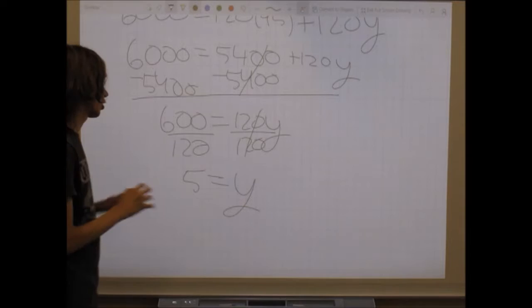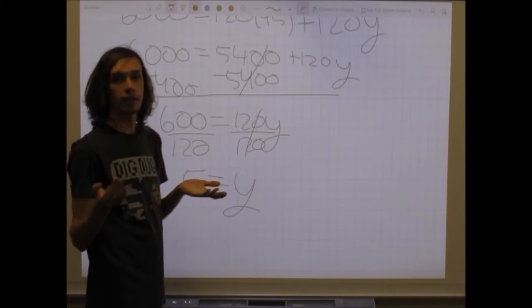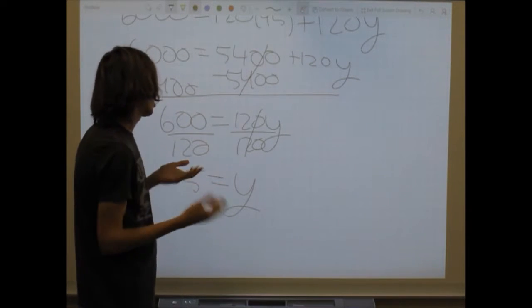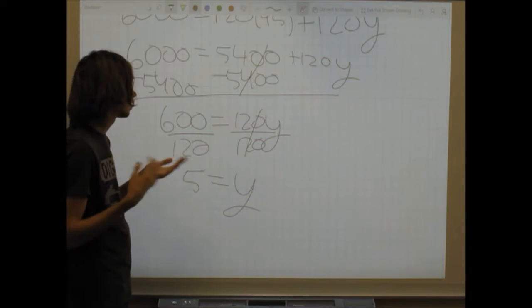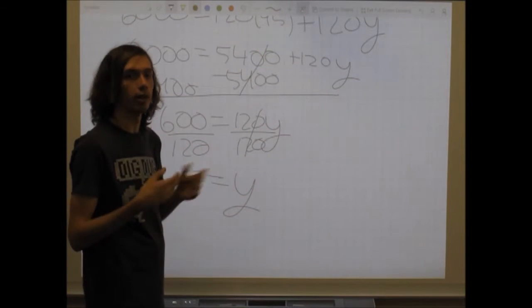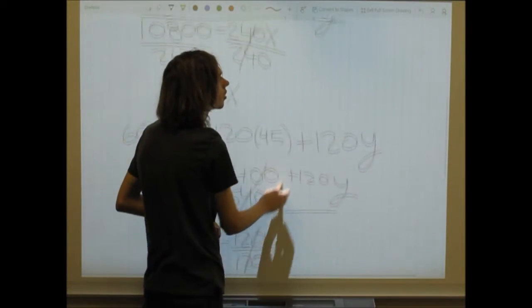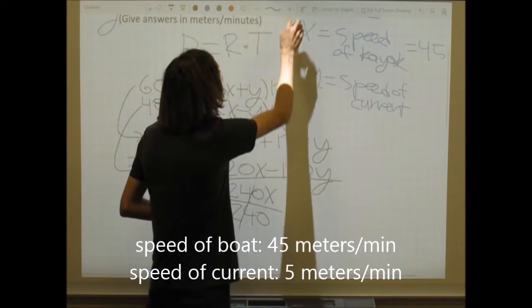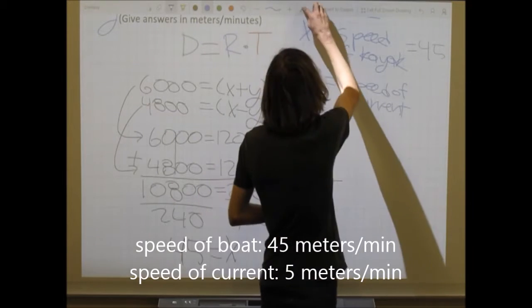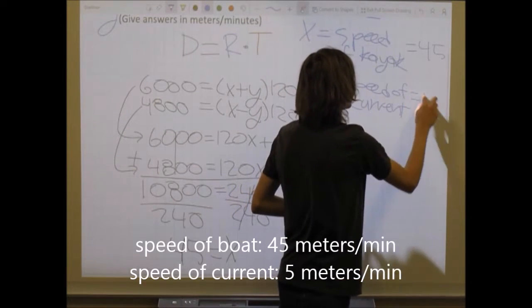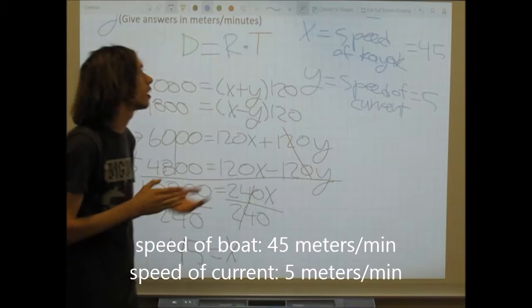And so that means that the current was going at a speed of 5 meters per minute, which sounds about right. Like, you could kayak much faster than the current's going, hopefully, right? So yeah, that would be our other answer. And that's it. That's how you solve this problem.